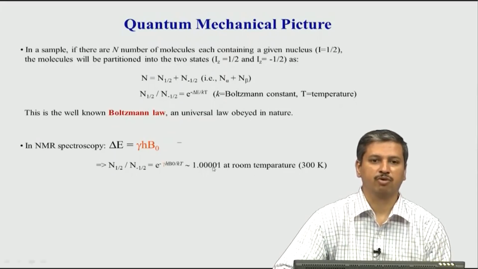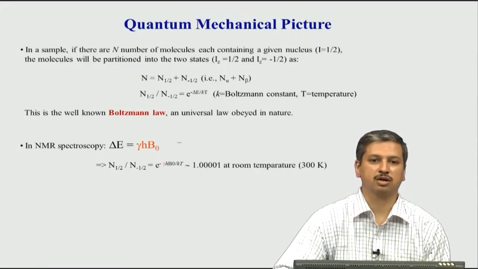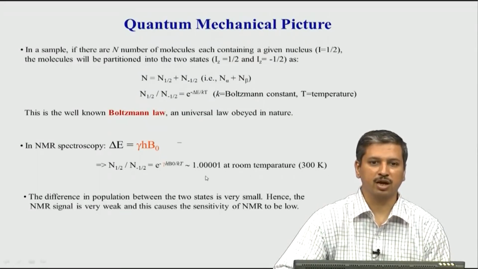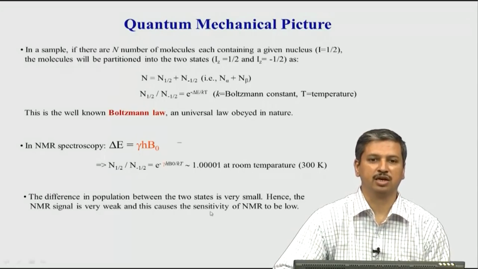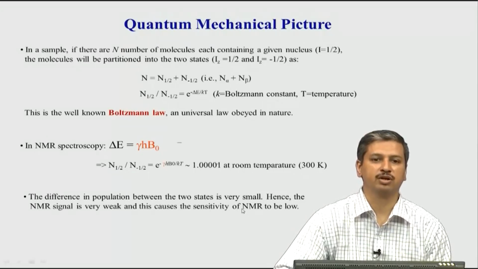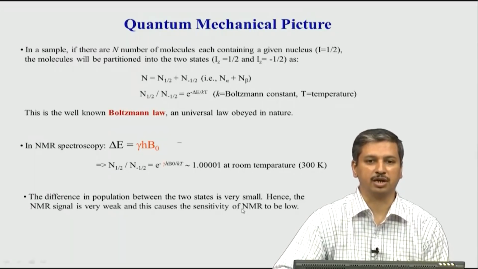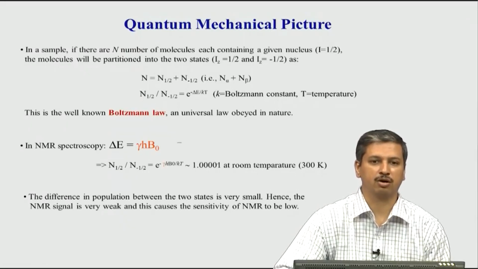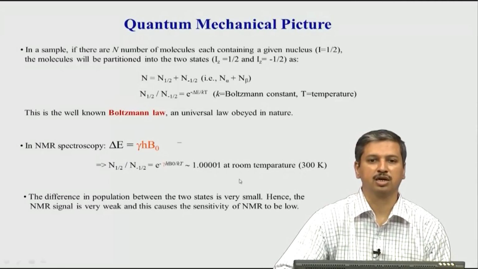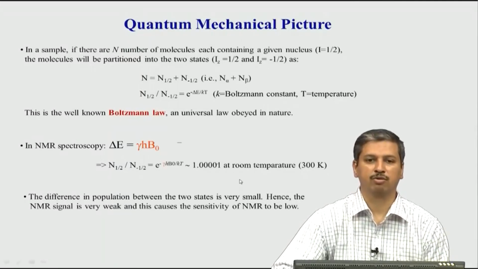So, in other words, what we are looking at is the sensitivity. The total amount of radiation or light absorbed by these molecules depends on this difference, and in NMR the difference is very small. That is one of the reasons we say that NMR spectroscopy is a weak, low sensitive technique compared to UV, IR or other spectroscopy techniques. The reason being that the difference in population between the ground and the excited state is less in NMR compared to other techniques.